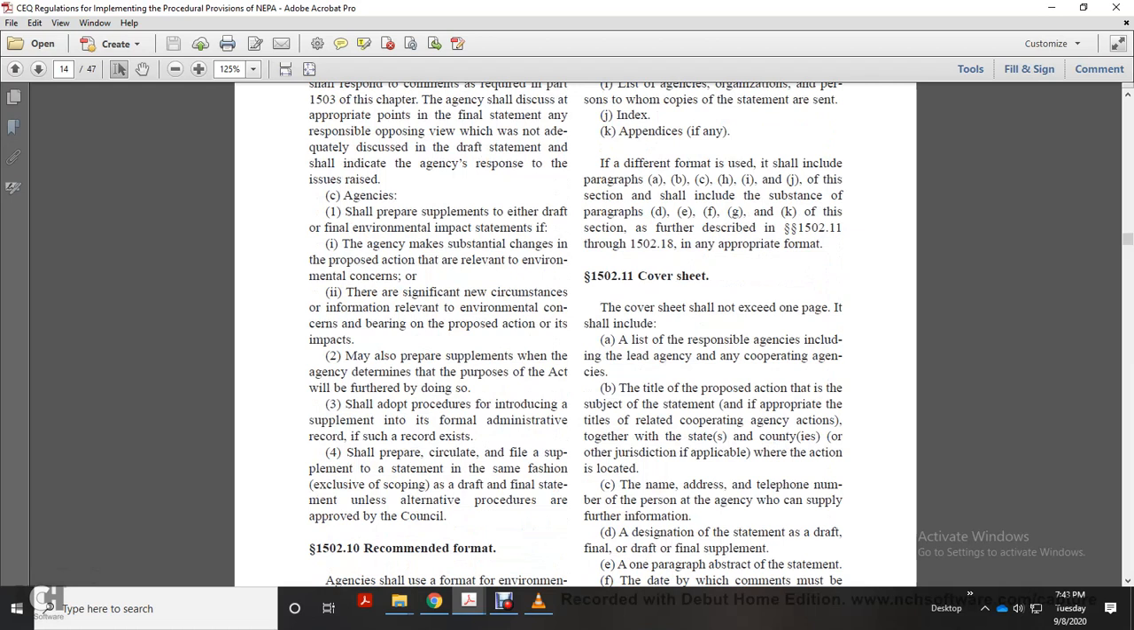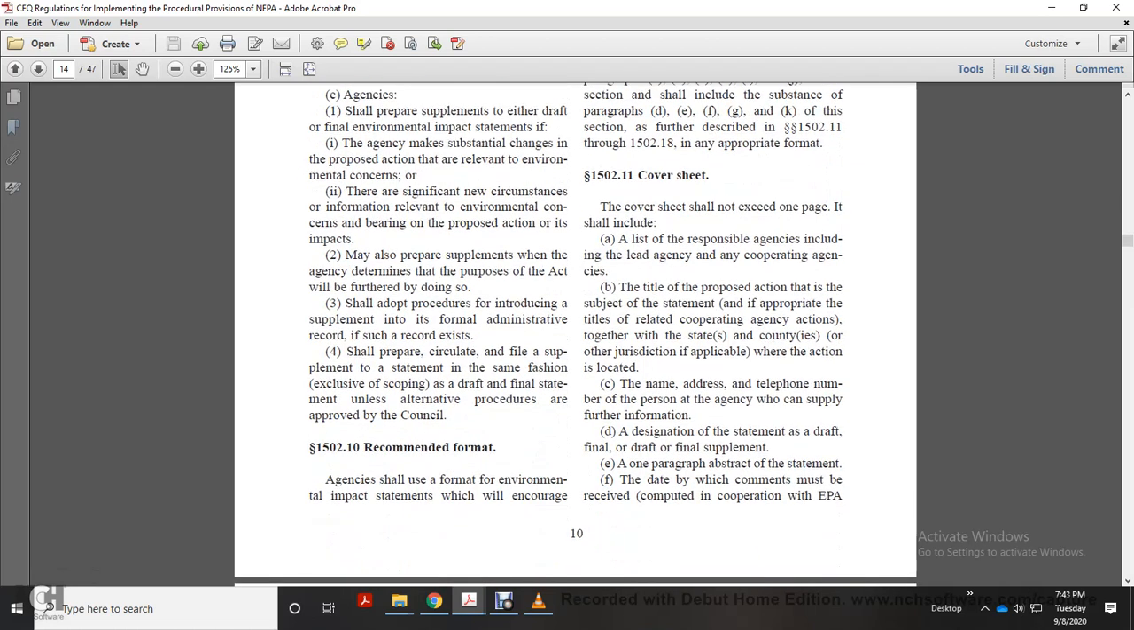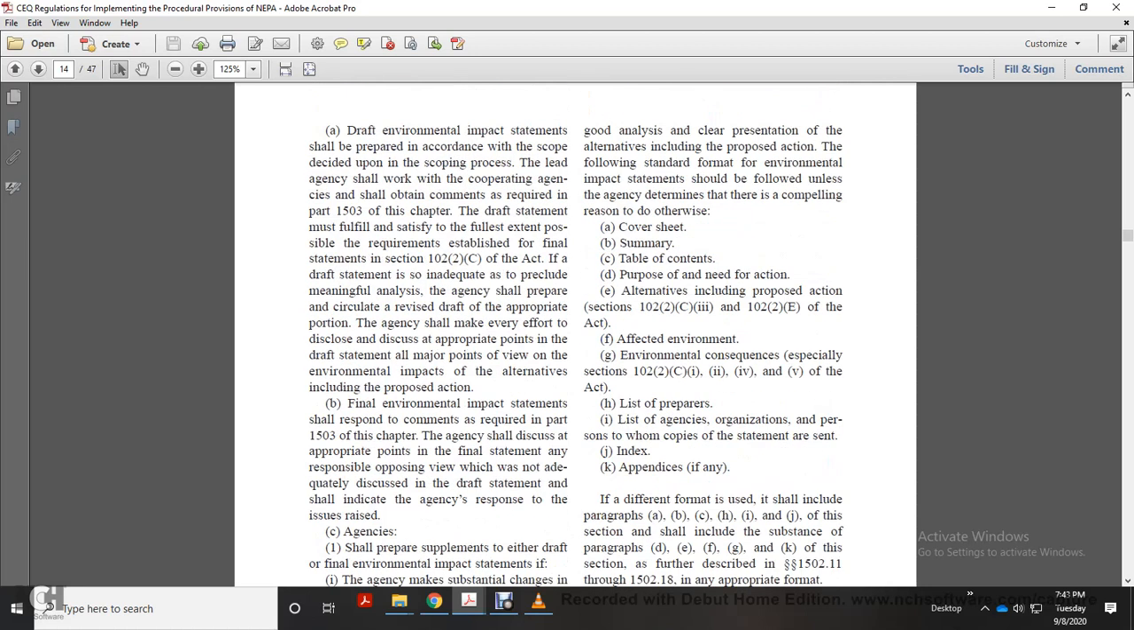Alright, 1502.10, recommended format. Agencies shall use a format for environmental impact statements which will encourage good analysis and clear presentation of the alternatives, including the proposed action. The standard format should be followed unless the agency determines that there is a compelling reason to do otherwise: cover sheet, summary, table of contents, purpose of and need for action, alternatives including proposed action (sections 102(2)(C)(iii) and 102(2)(E) of the Act), affected environment, environmental consequences (especially sections 102(2)(C)(i), (ii), (iv), and (v) of the Act), a list of agencies, organizations, and persons to whom copies of the statement are sent, index, and appendices if needed.